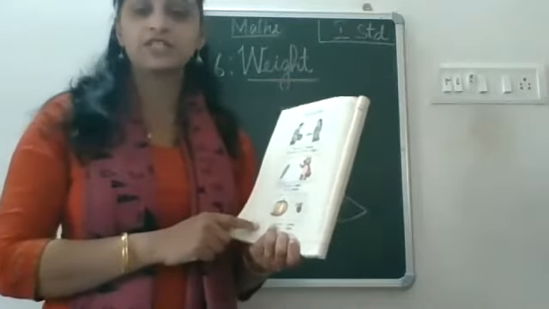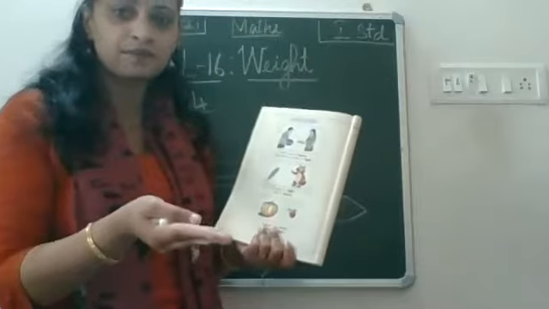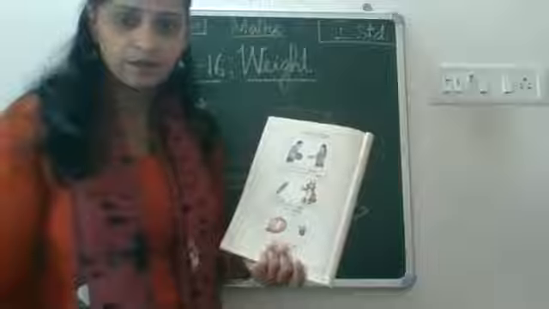Page 86. Heavy and light. You're going to see which object is heavier and which is lighter. Here in the first picture, you can see a boy carrying a stone, and then you can see a girl who's having some box. Right? Which object is heavier? It is stone. Stone is heavier.